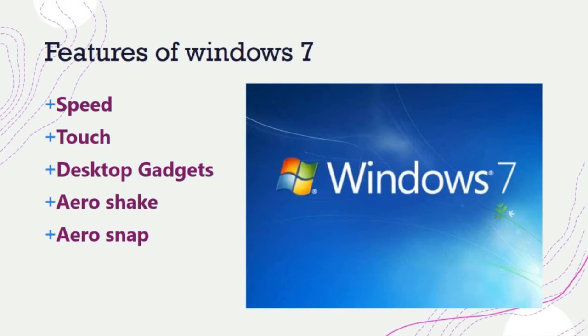Desktop gadgets. Gadgets such as weather, clock, calendar, CPU meter, etc. can be placed on the desktop. Aero Shake. When many applications are open, to minimize them in one shot, Aero Shake can be used. Aero Snap. Aero Snap is used to resize and expand application windows quickly.